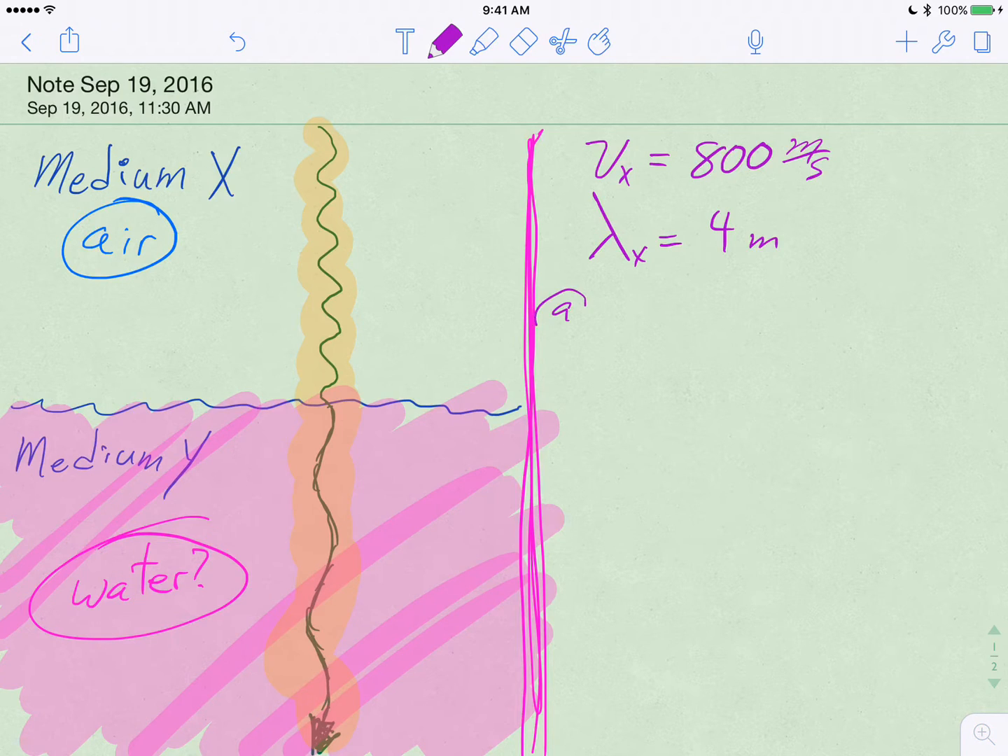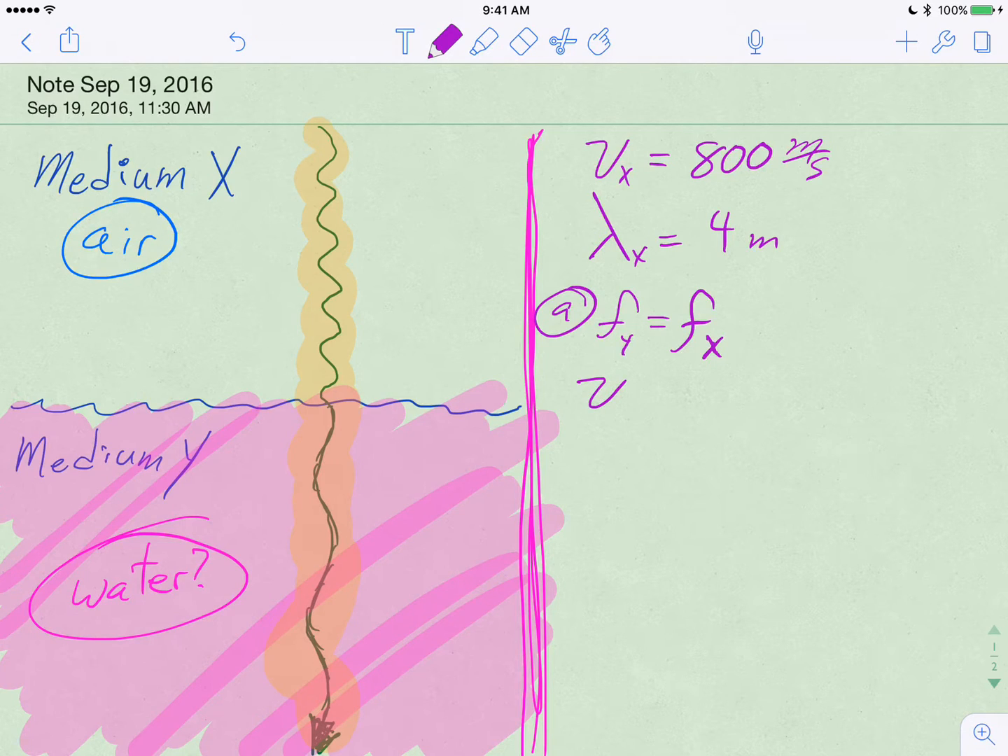And then in part A, they ask for the frequency in medium Y, which is odd. But it's easy if you have that conceptual information that once the frequency is created at the source, the frequency remains the same. You might speed up or slow down as you move into a different medium, but the frequency is the same. So the frequency in Y will be equal to the frequency in X. And that then is findable with the information we have.